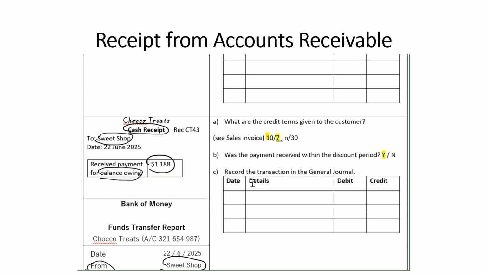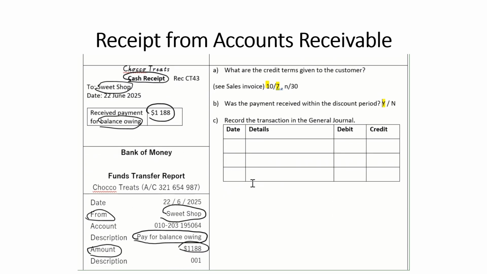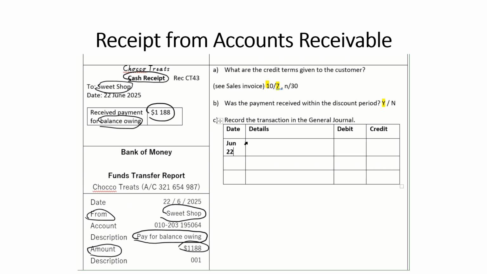So now we're going to record this transaction in the general journal. Since we know very well that we have received the cash, whenever we receive cash, there is definitely a bank entry. So bank, asset, debit, and since we are receiving cash, it is going up, and the amount will be recorded on the debit side. Now let's see if we can get the amount right away, and yes, in the funds transfer report, it shows here that we have received $1,188, and the cash receipt that we have issued as well is for $1,188. So that is the amount that we know for sure has hit the bank.